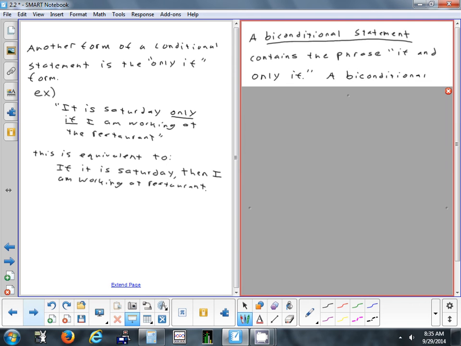So now we can take that idea and extend it a little bit to a biconditional statement. A biconditional statement has the phrase "if and only if" in it. Our book doesn't use this abbreviation, but I like to use it for if and only if: IFF. Again, you won't see that in our book, but if you want to use IFF to abbreviate if and only if, I'm okay with that. In geometry, we have lots of abbreviations, and we try to use them as much as we can.